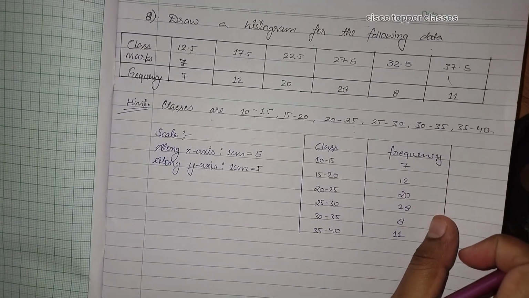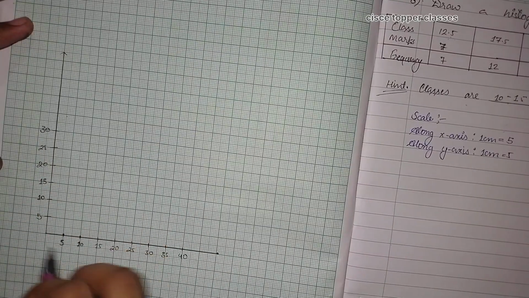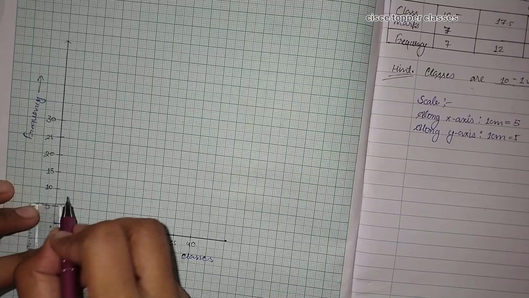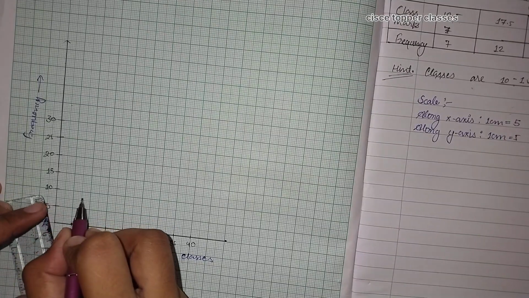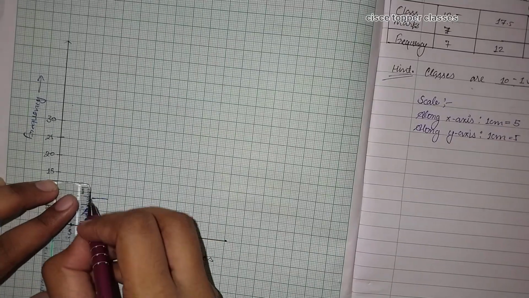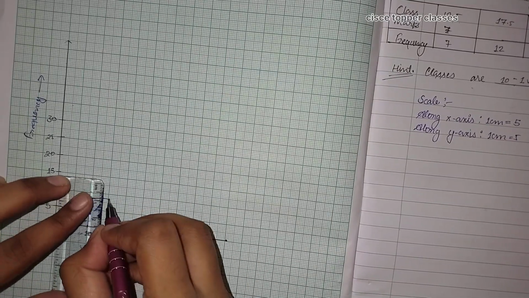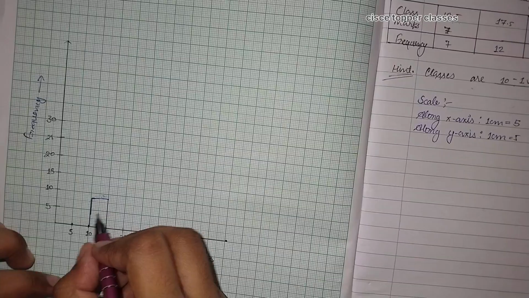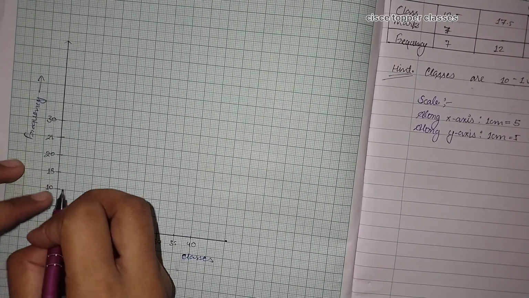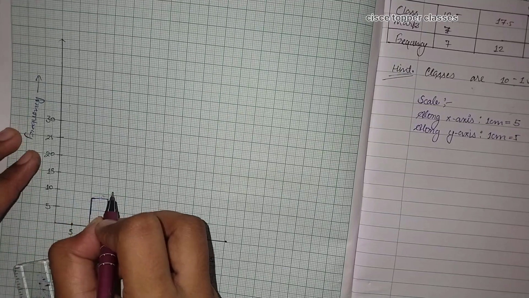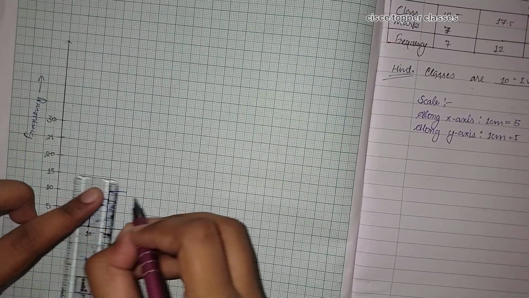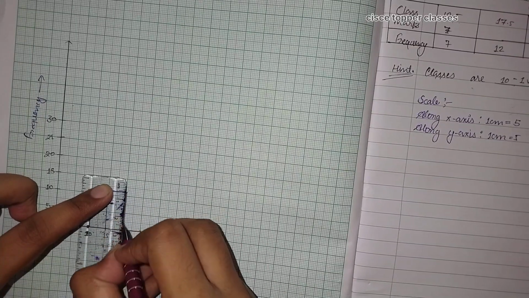So let us draw here. If we see here, we have marked the classes here. So 10 to 15 has frequency 7, so somewhere here it will lie, 7 from 10 to 15. So like this I have marked. Now we will draw a bar, a rectangle type bar. Again, joining from 15 to 20 we have frequency 12. So if we write frequency 12, this will be somewhere here, and this is the rectangle this side.